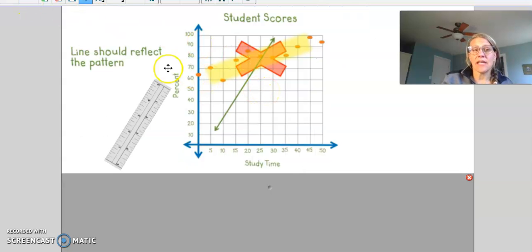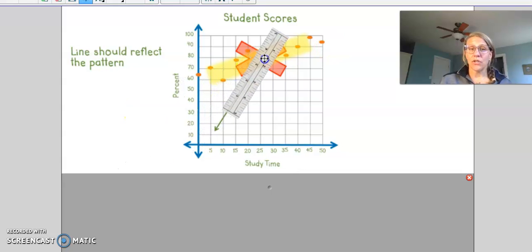Another thing to keep in mind is that the line should reflect the pattern. So notice this green line right here. This is somebody cutting this data in half. Well, yeah, it's going up. It's showing a positive relationship. It's showing that the more you study, the more your percent is going to increase.